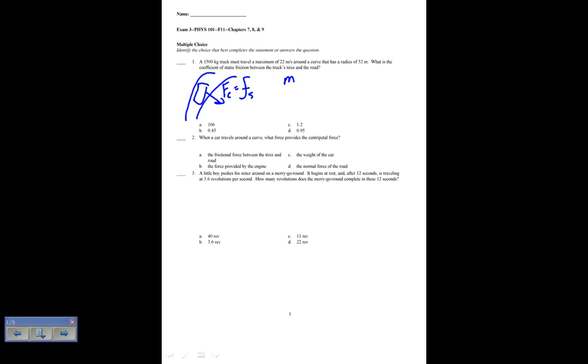So I can say then that the centripetal force, which is mv squared over r, is equal to the static frictional force, which is mu, the coefficient of static friction, times the normal force, and that normal force is equal to the weight, so it's m times g. So my m's cancel, and I want to know what mu is. So mu is equal to v squared over gr. That is 22 squared over 9.8 times r, which is 52.